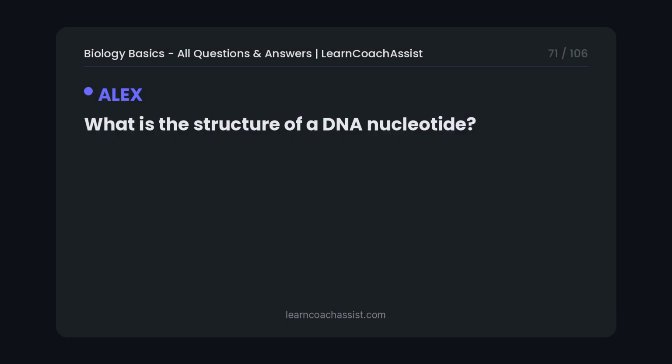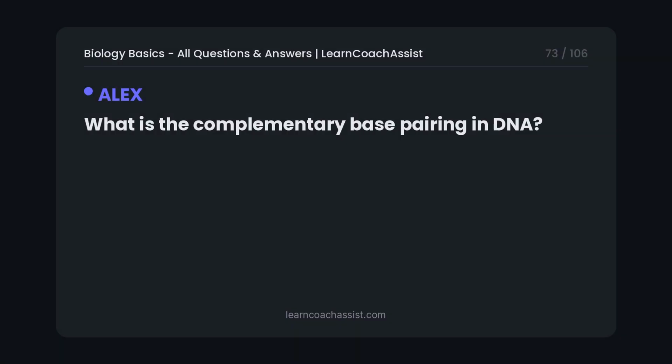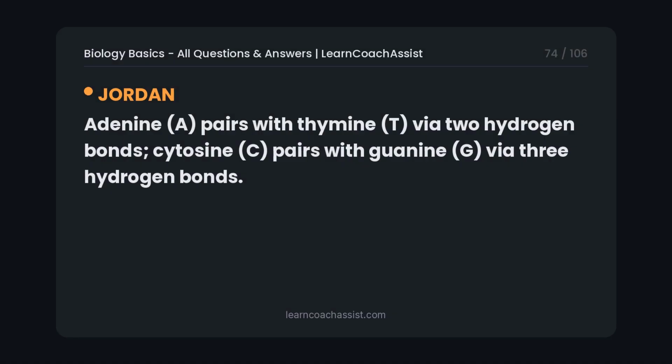What is the structure of a DNA nucleotide? A nucleotide consists of a deoxyribose sugar, phosphate group, and nitrogenous base: adenine, thymine, cytosine, or guanine. What is the complementary base pairing in DNA? Adenine, A, pairs with thymine, T, via 2 hydrogen bonds; cytosine, C, pairs with guanine, G, via 3 hydrogen bonds.